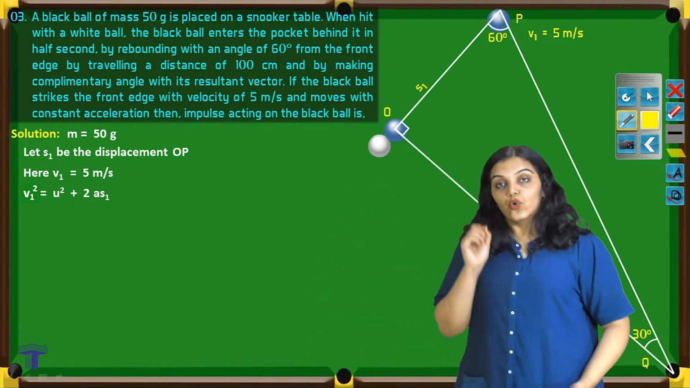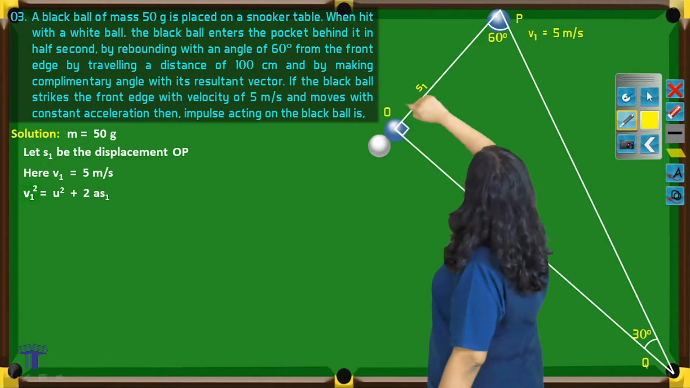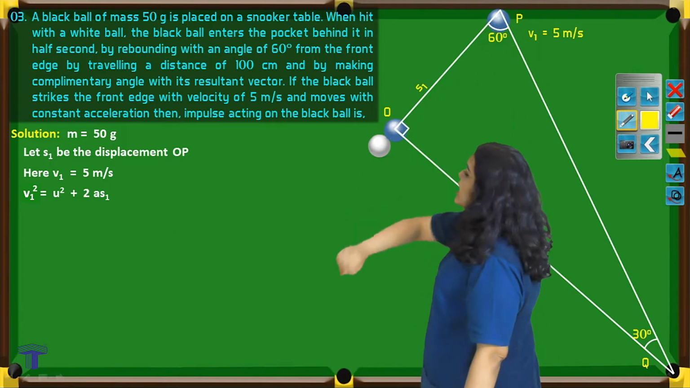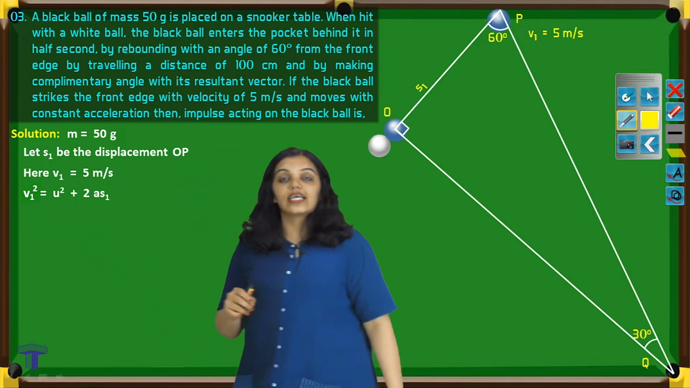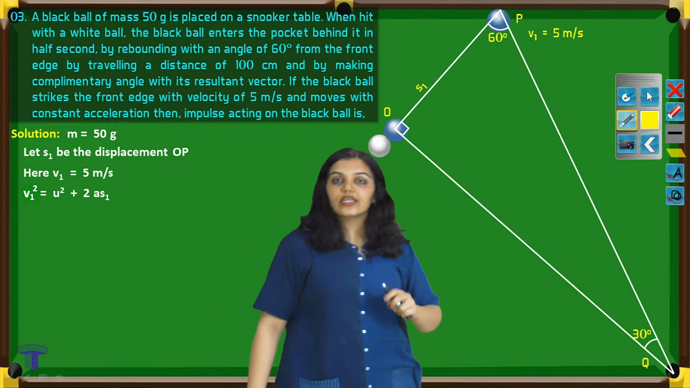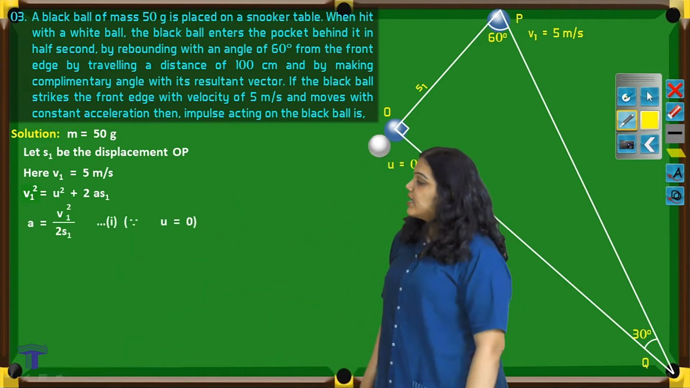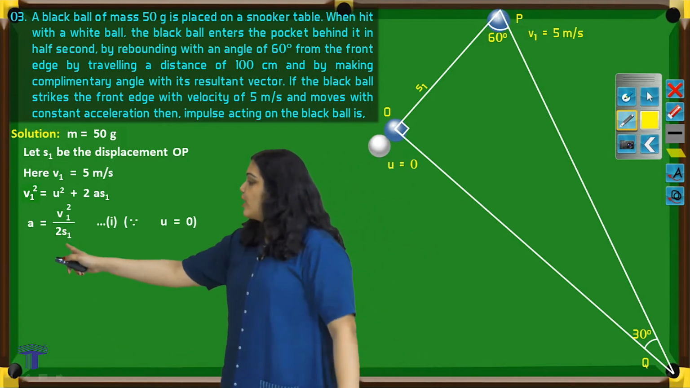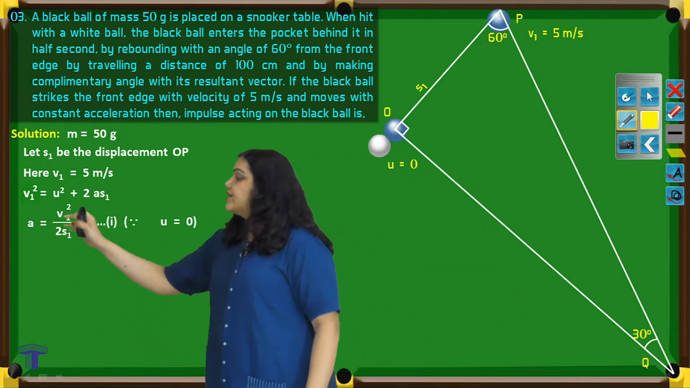So I have used the third kinematical equation for this portion of the motion. Now I will put the values. Because the object, that is the black ball, was at rest initially, it means velocity was 0 initially, and therefore u was 0. This will give me that a is v1 square upon 2s1 because u is 0. And this I will save because I am going to need it later.